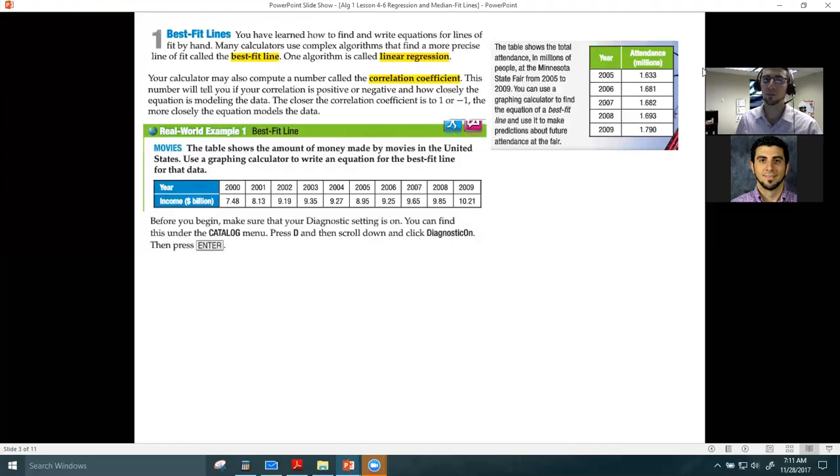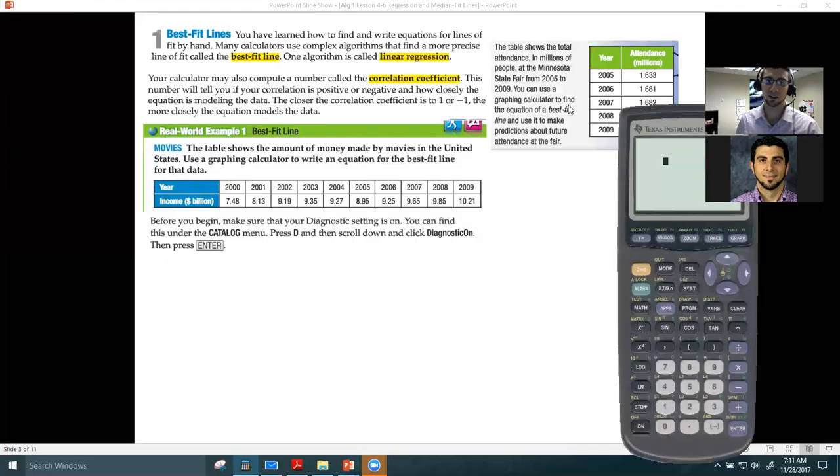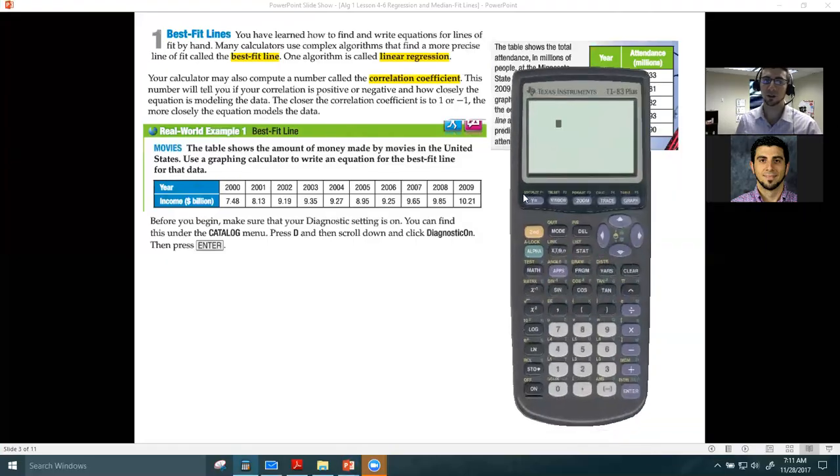So before you begin, make sure your diagnostic setting is on. You can find this under catalog. Let me clear this off. How do you find catalog? Catalog is the shift of 0. So you hit second, 0, go to your catalog, and then you want to make sure you go to diagnostic on. So you could scroll straight down, or you could hit alpha and then letter D.